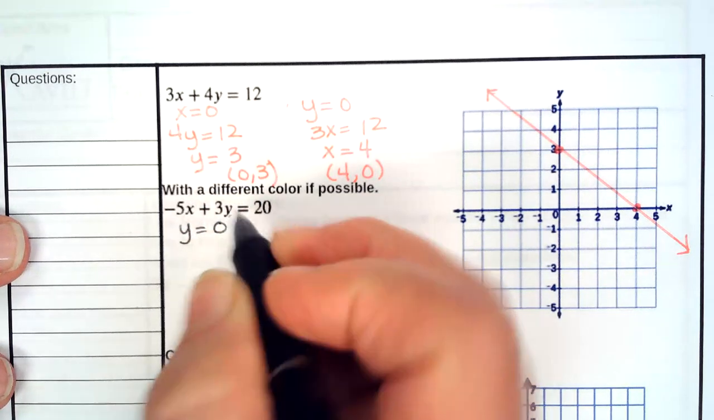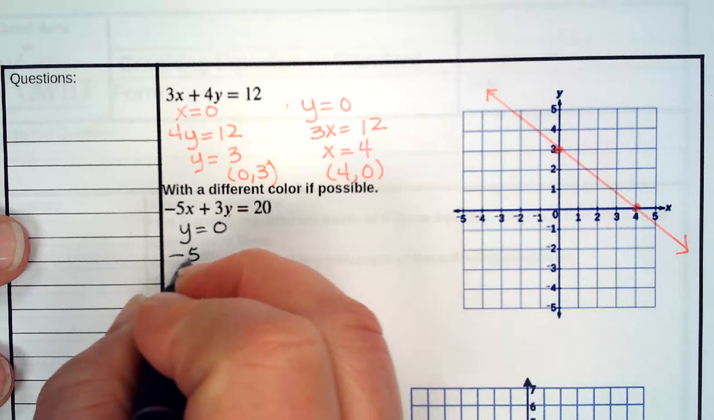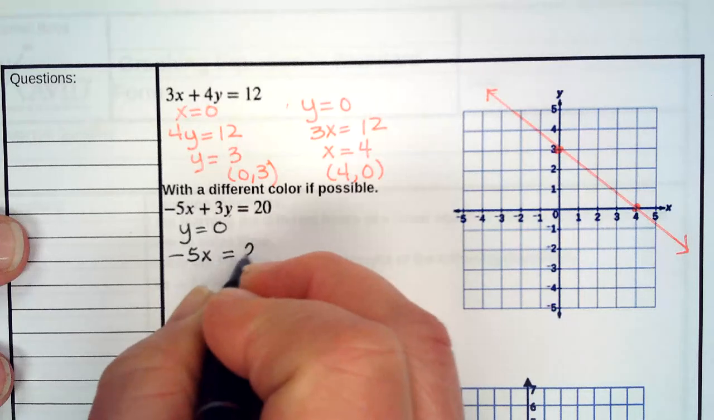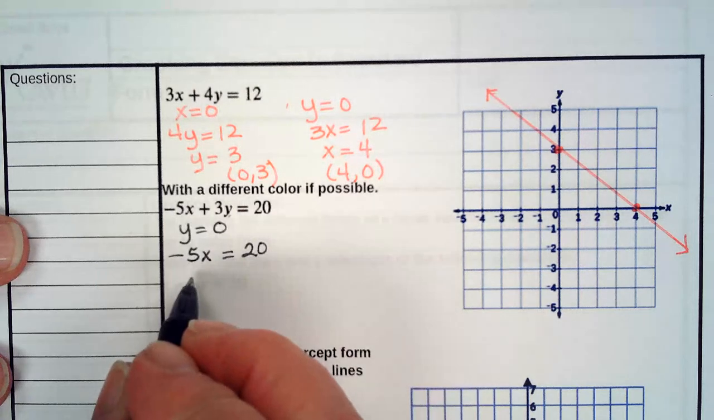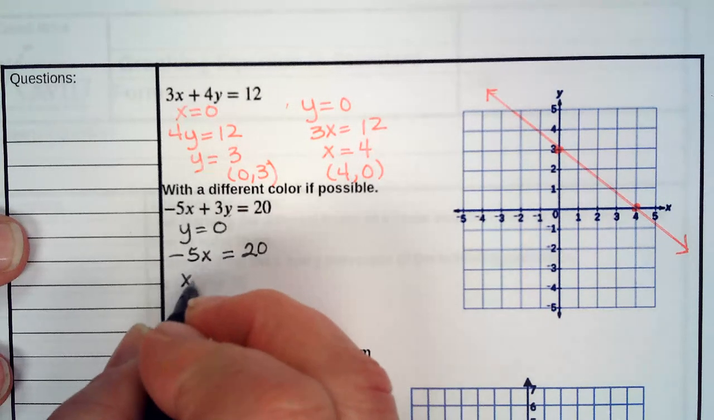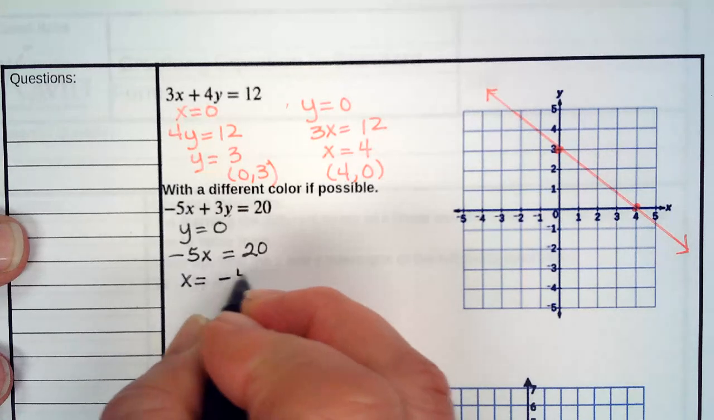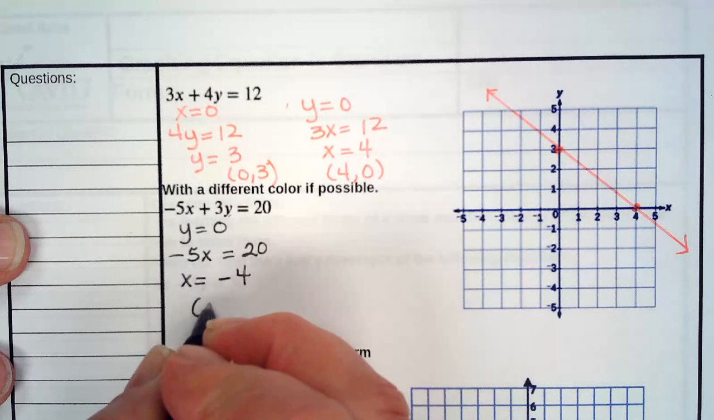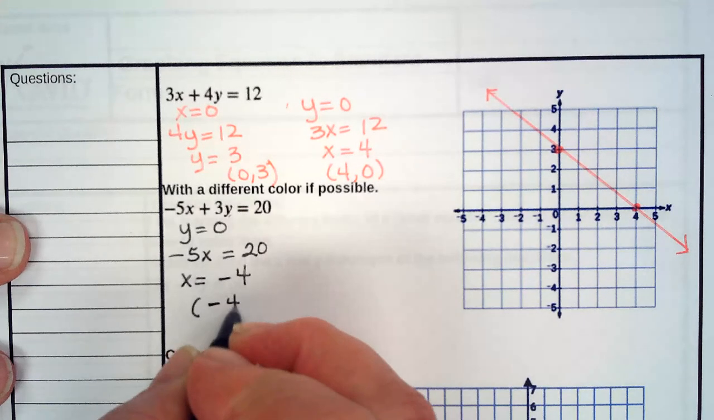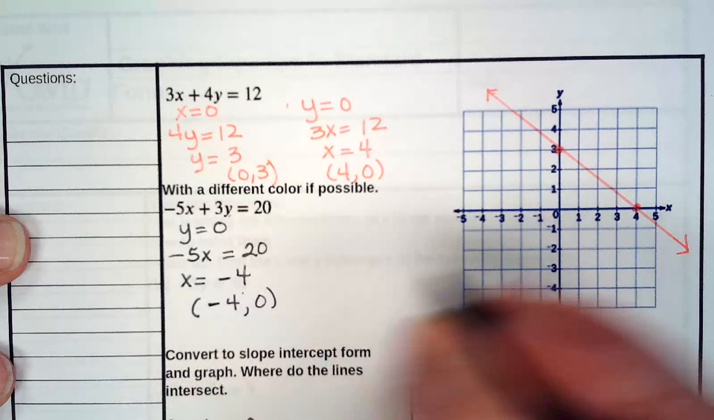This term will be gone. Negative 5x is equal to 20. Divide by negative 5. x is equal to negative 4. So this point is (-4, 0).